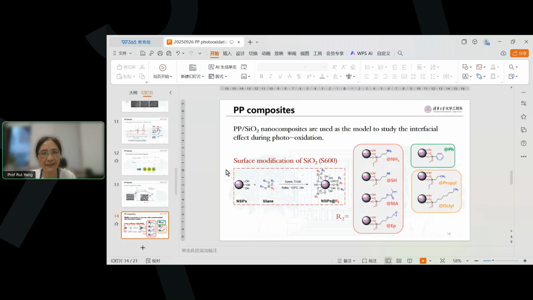The third example is PP composite. We use PP silica nanocomposites as a typical example in this topic. So we modify the surface of nanosilica by various kinds of functional groups, and then we put this surface modified silica into PP and see what the effect of this interfacial functional groups is on aging of PP.